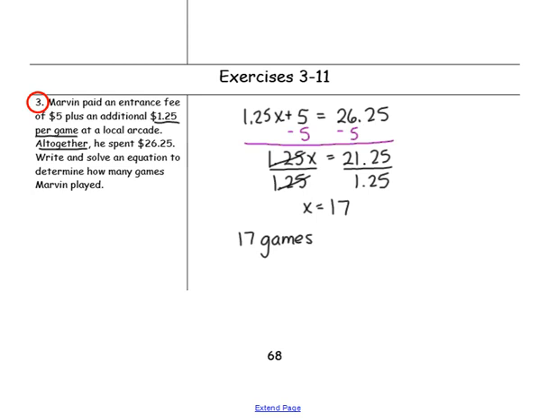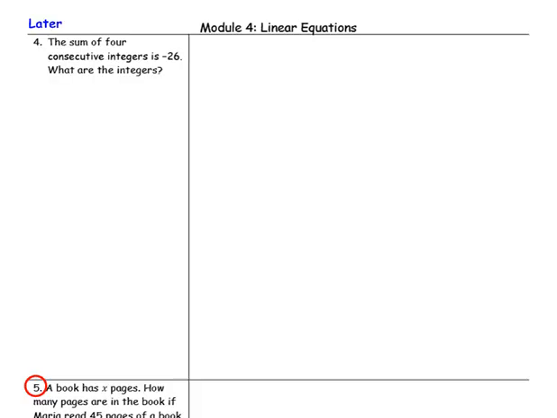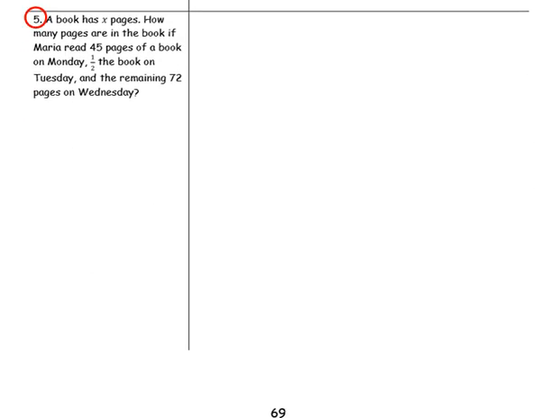We'll continue with number 5. Number 5. A book has x pages. How many pages are in the book, if Maria read 45 pages of a book on Monday, half the book on Tuesday, and the remaining 72 pages on Wednesday? It says that the book has a total of x pages, and the numbers that she read on Monday, Tuesday, and Wednesday add up to the total. So the total number of pages equals Monday plus Tuesday plus Wednesday.